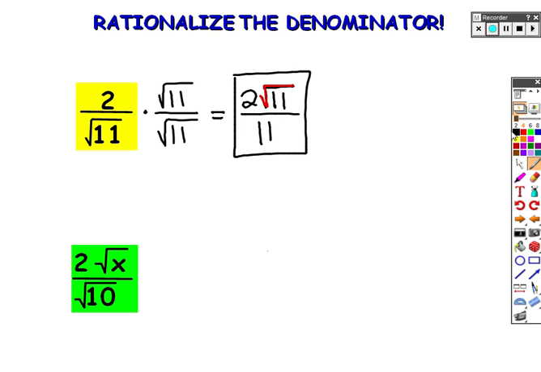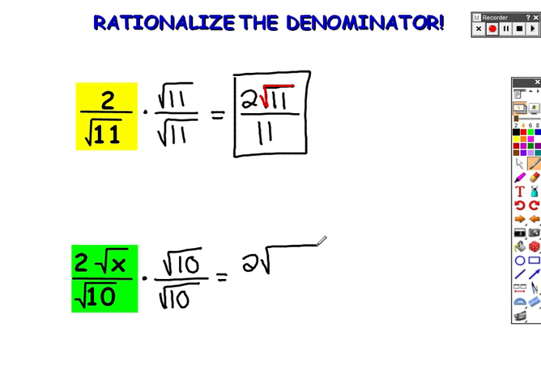So on the second example, the square root of x, that's not a problem, but I want to get rid of the square root of 10. I can't simplify the square root of 10. There's no perfect square factors of 10. So I'm just going to start right away by multiplying by what I want to get rid of. What I do to the top, I have to do to the bottom. So now I'm multiplying by 1. I haven't changed the value of the fraction.